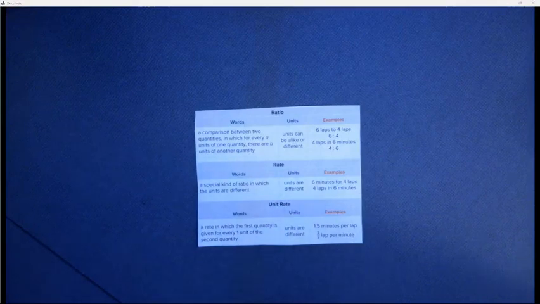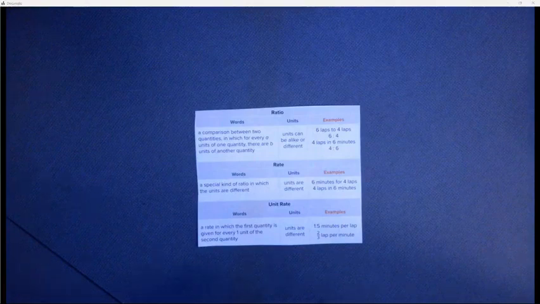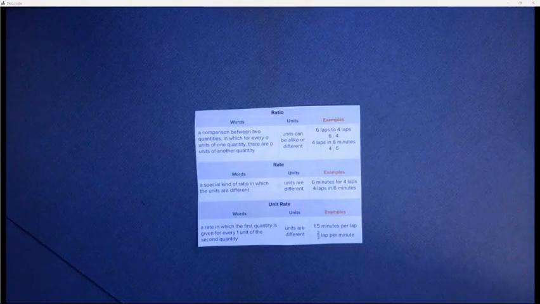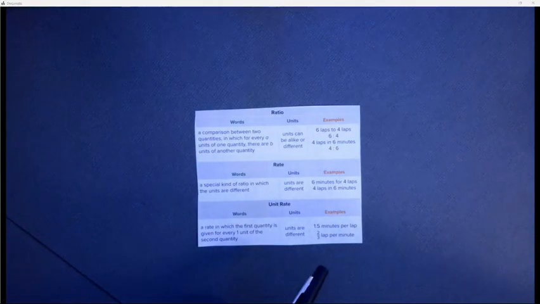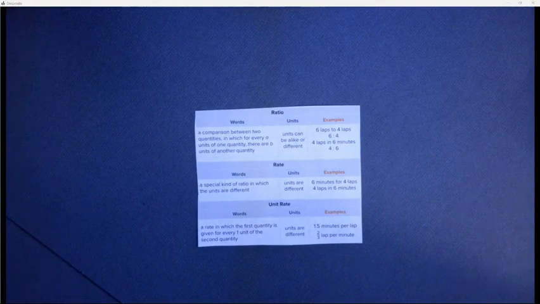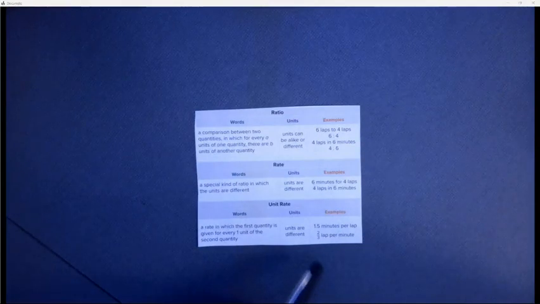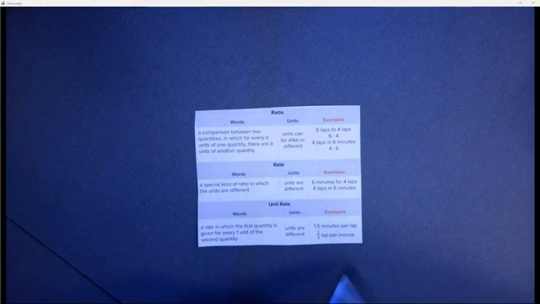laps to minutes. A unit rate is a rate in which the first quantity is given for every 1 unit of the second quantity. And the units will be different. So an example is 1.5 minutes per lap and 2/3 laps per minute.